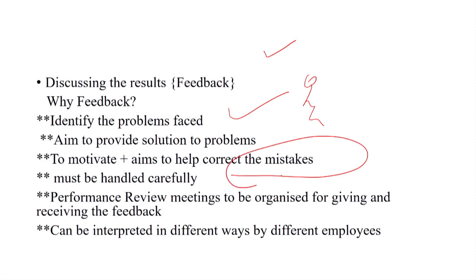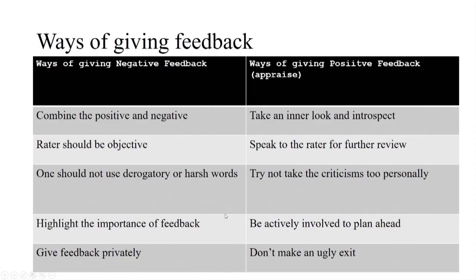If any mistake has been committed by the ratee, then of course the ratee should know that he or she has committed a mistake, so that action can be taken. All this feedback has to be handled properly, and we have to give feedback in a proper way. There are two kinds of feedback, negative and positive. If it is positive feedback, everything is good, but in case of negative feedback, one has to bear in mind that it has to be given in person only and not in front of everyone.